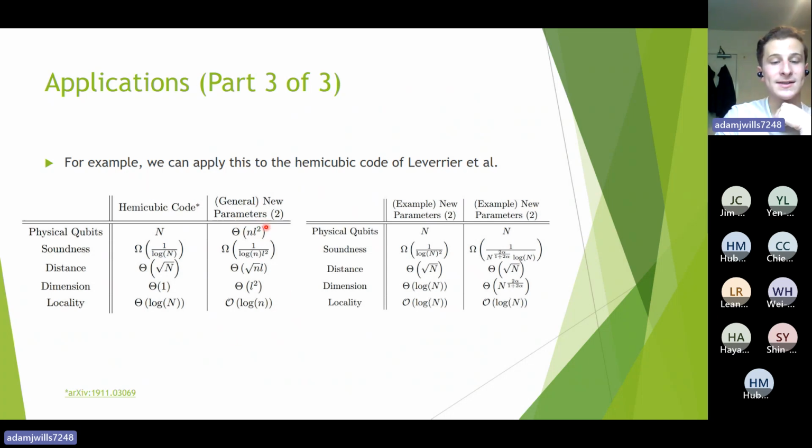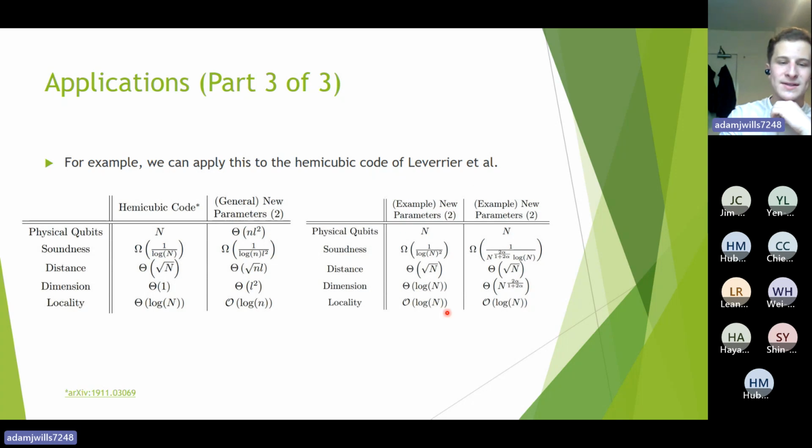So because you're doing distance balancing twice, you incur an L squared increase to the number of physical qubits and an L squared decrease to the soundness. Similarly, the dimension goes up by 2 factors of L. Each distance gets improved, in absolute terms, by a factor of L on each side. And that then remains the square root of that. And so the square root distance all the way across is just preserved. And then the locality is also preserved, as mentioned.